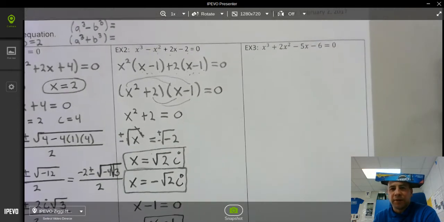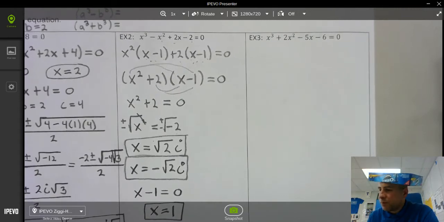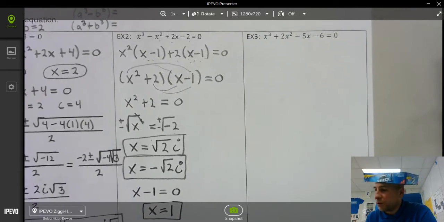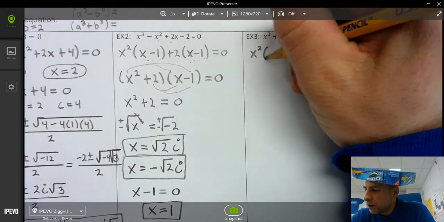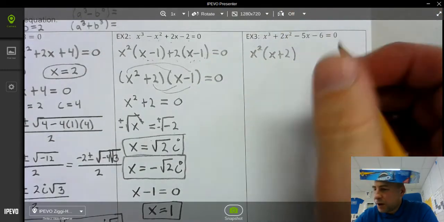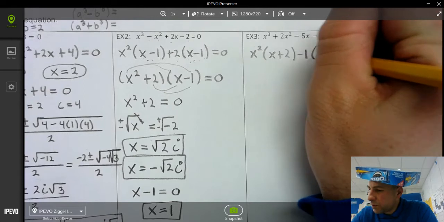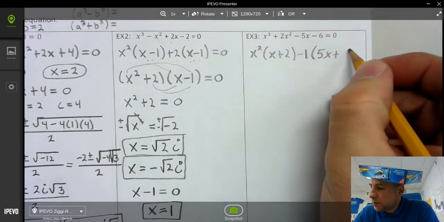All right, now let's look at example 3. All right, now example 3. It looks like we can factor by grouping, so let's do that. So it looks like I can factor out an x squared from both the first two terms, so you get x plus 2. And it looks like I can factor out a -1 from both terms, so we get 5x plus 6.